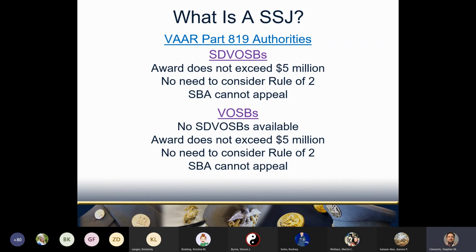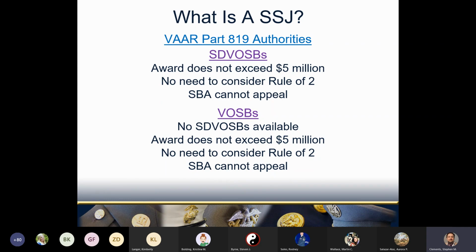Before using most of the FAR authorities, we have to try to compete as much as possible, but these 2 authorities do not require seeking competition at all. Also, SBA cannot appeal the CO's decision to not use this authority. These are powerful tools at our CO's disposal. I've used them before. I might be using one right now, and I'm going to do it again in the future. The VOSB authority works the same, except that we need to see if there's any SDVOSBs we can use first. Other than that, it's the same.